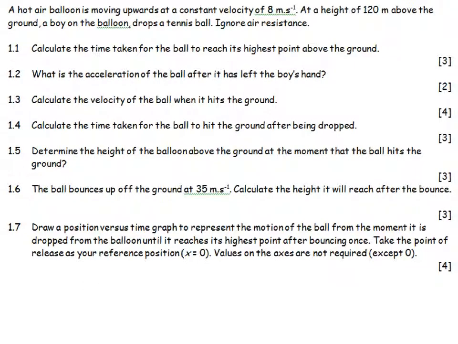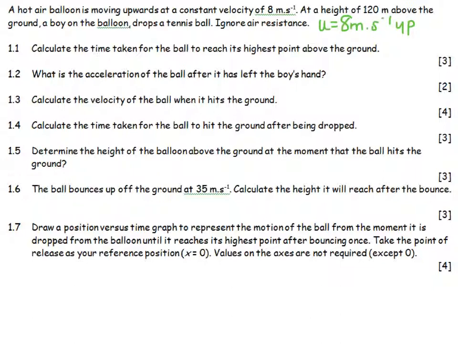So we've got a hot air balloon, and it's moving upwards at a constant velocity of 8 meters per second. At a height of 120 meters above the ground, a boy on the balloon drops a tennis ball. Now the boy is going at 8 meters per second upwards. The tennis ball is going at 8 meters per second upwards. So we can say the initial velocity is 8 meters per second up, whatever happens.